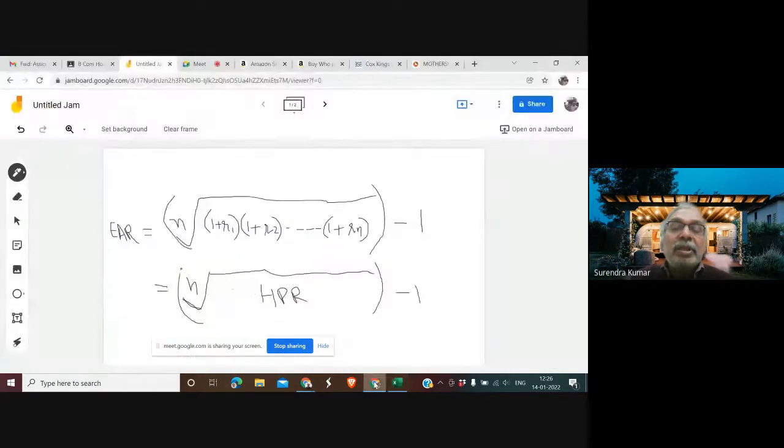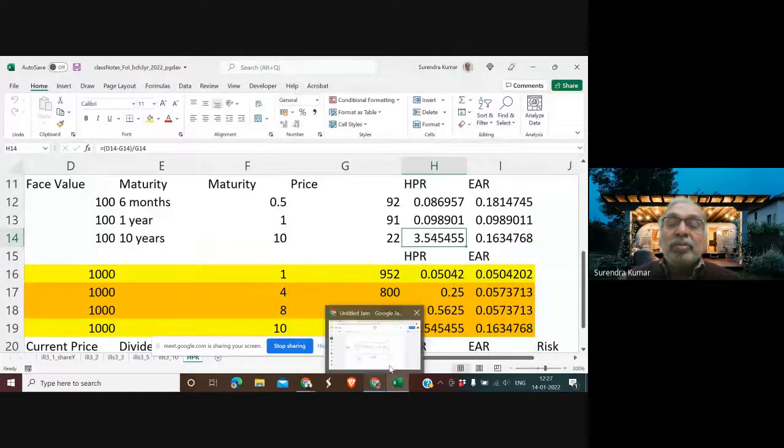Is my white screen visible? Is the whiteboard visible to everybody? Right. We were using this formula in the earlier class to calculate effective annual return. And we are now using holding period return also as a concept. We are using holding period return to calculate EAR, or we can calculate EAR, effective annual return, directly also. So that's how in these three cases we have done this calculation.